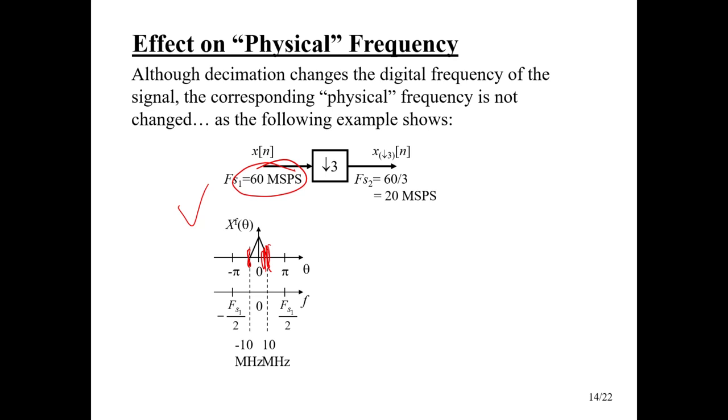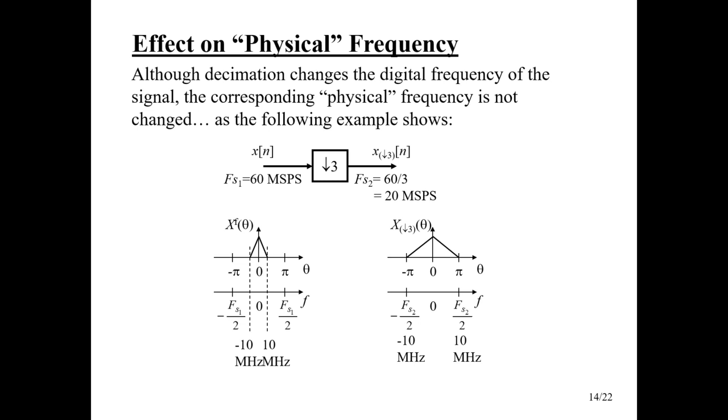So we know that pi maps to fs over 2, so that maps to 30 megasamples per second, and this point is going to correspond to a third of that. So we see that this spectrum lies between -10 and +10, which is where the original continuous time signal spectrum would lie. Well, okay, now let's look at the other side.